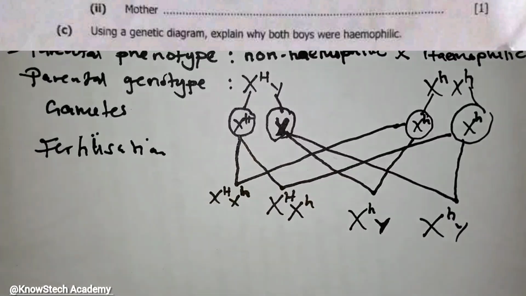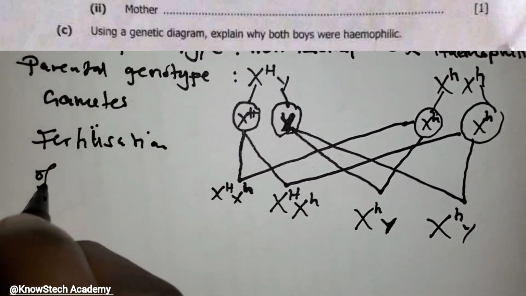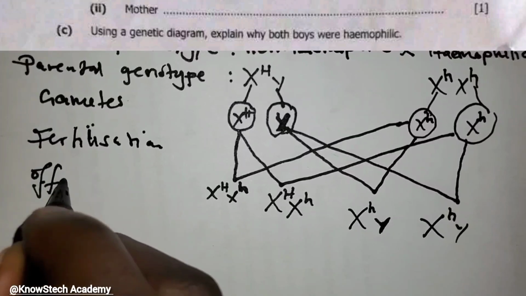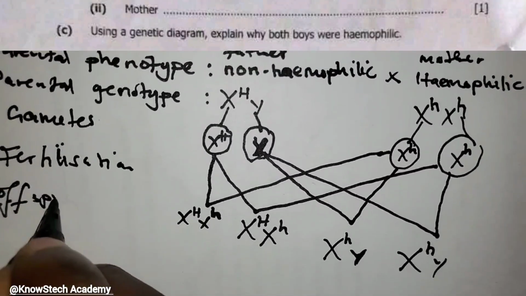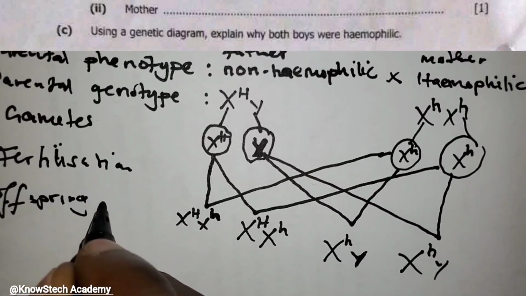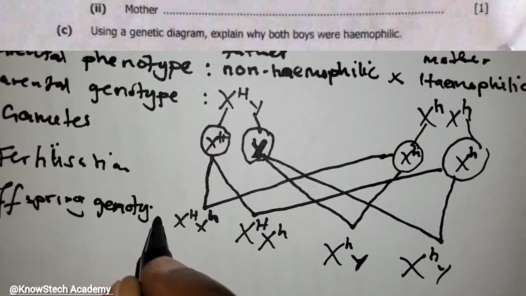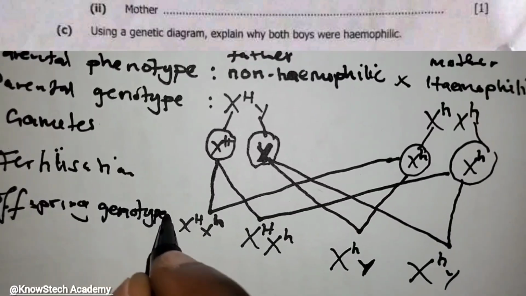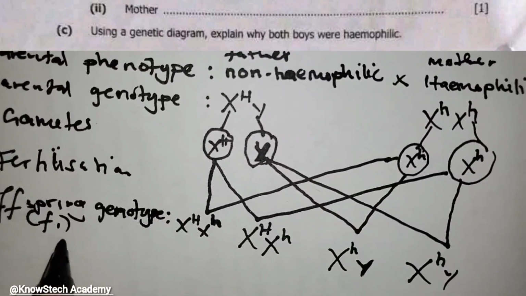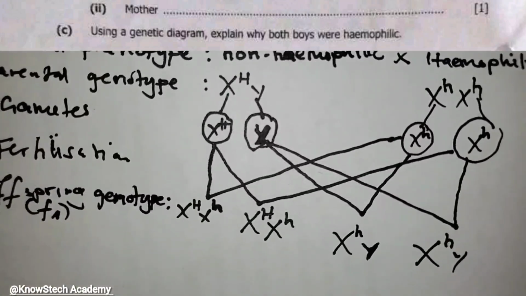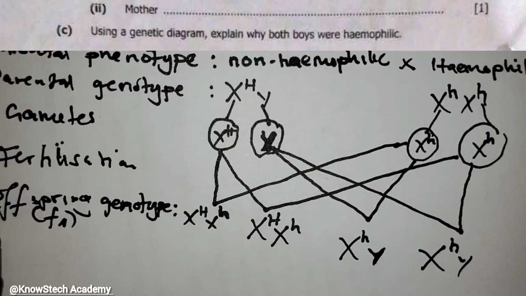The next is the offspring genotype, which is also F1, filial one, or first generation. Then offspring phenotype.